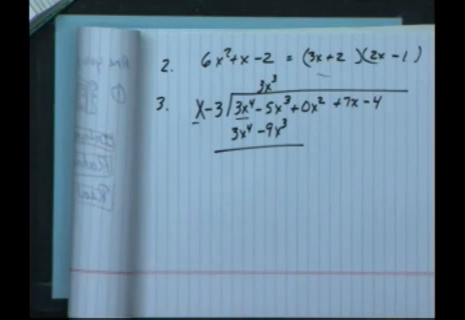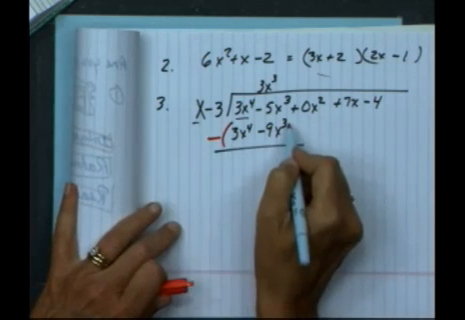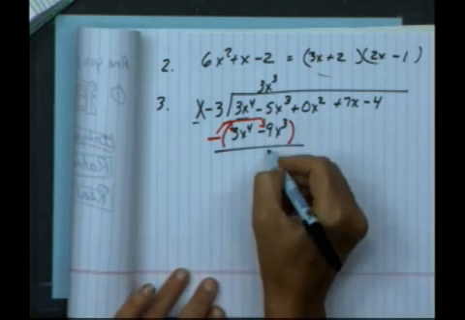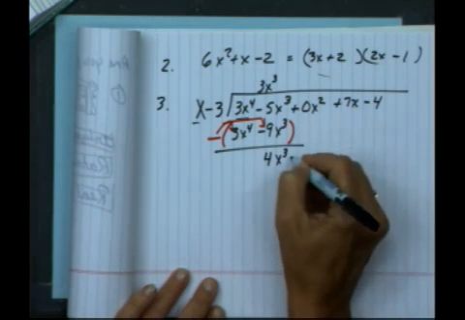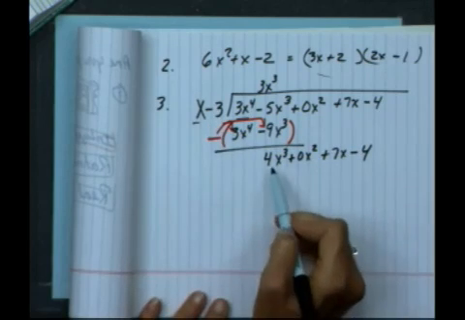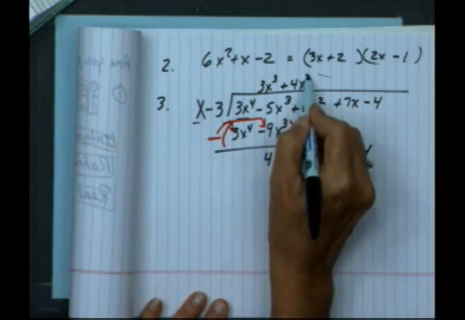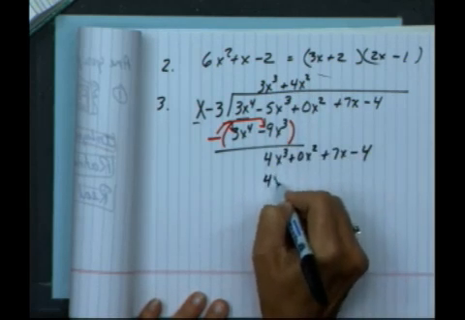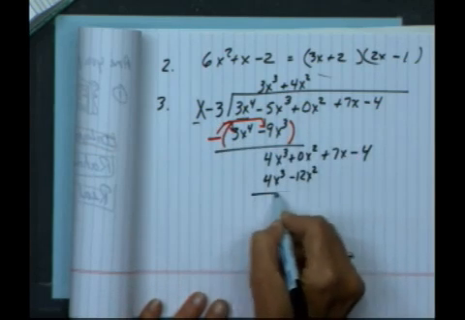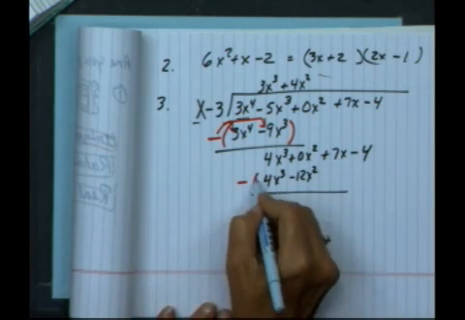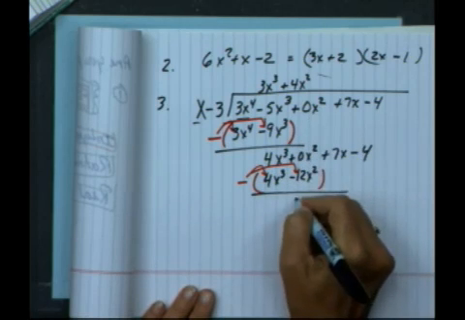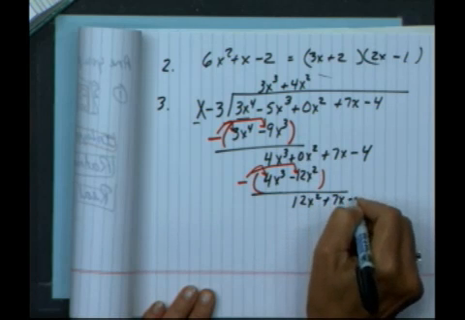What's the next step? Subtract. Don't forget to distribute your negative. When you subtract, you will have 4x cubed. Let's bring down the rest of the dividend so we don't lose it. x goes into 4x cubed, 4x squared times. So we have 4x cubed minus 12x squared. Don't forget that we are subtracting. So now we have positive 12x squared, and we'll bring down the 7x minus 4.